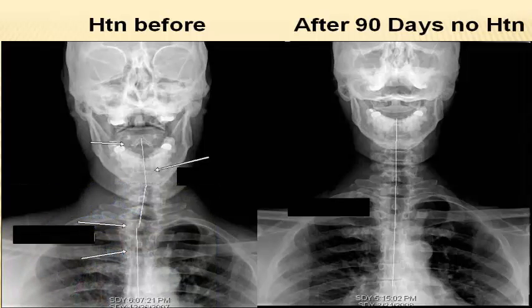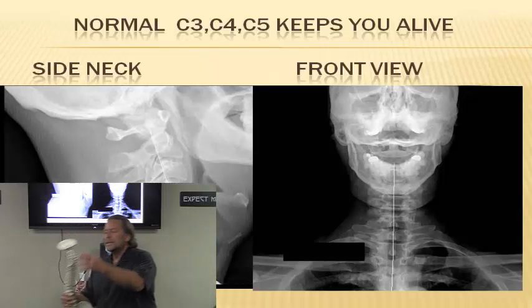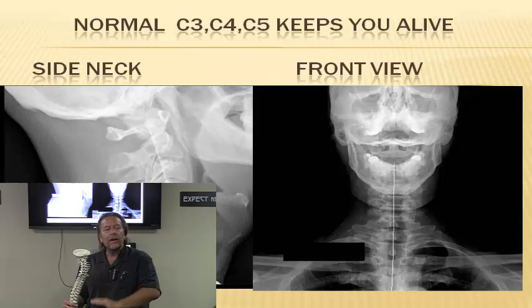So now I'm going to teach you mnemonics, because when I taught anatomy and physiology, you have to remember everything. C3, C4, C5 keeps you alive. Say it with me. C3, C4, C5 keeps you alive. That means that from this area of the neck comes the nerve to the diaphragm, the breathing muscle, this muscle down here. Every time you breathe, that muscle functions, and it comes out of the neck.